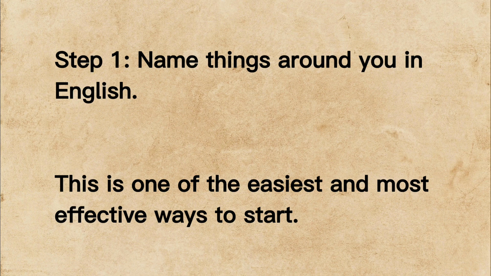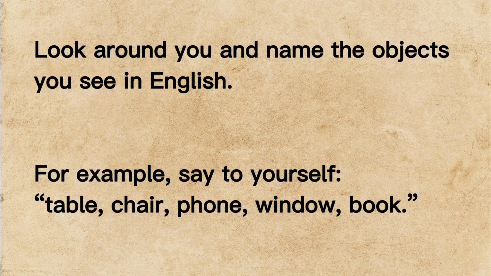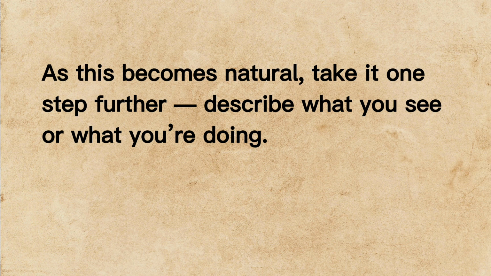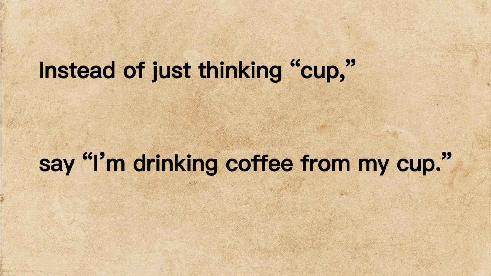This is one of the easiest and most effective ways to start. Look around you and name the objects you see in English. For example, say to yourself, table, chair, phone, window, book. As this becomes natural, take it one step further. Describe what you see or what you're doing. Instead of just thinking cup, say, I'm drinking coffee from my cup.